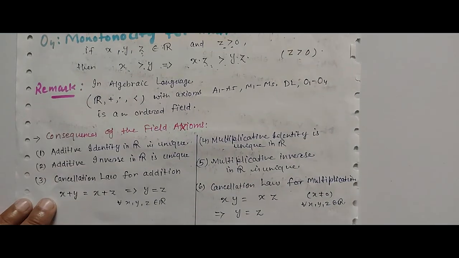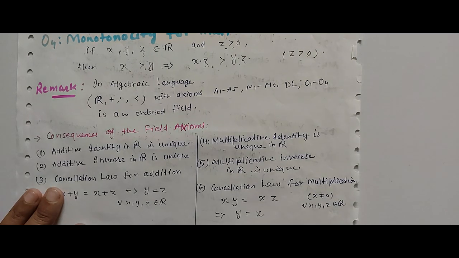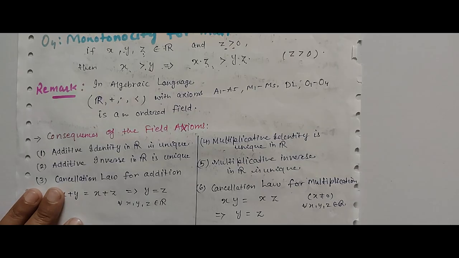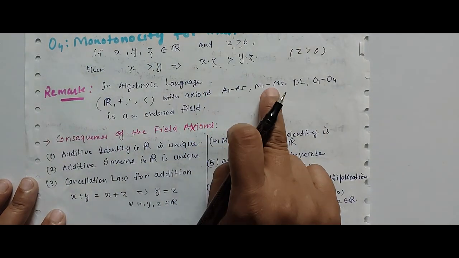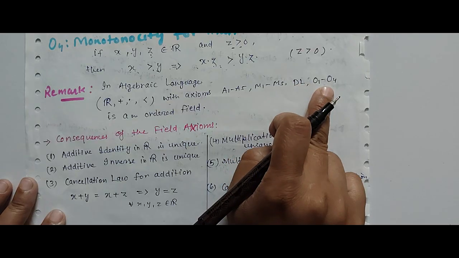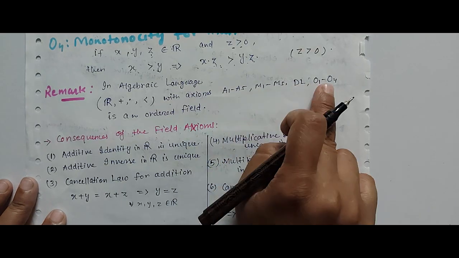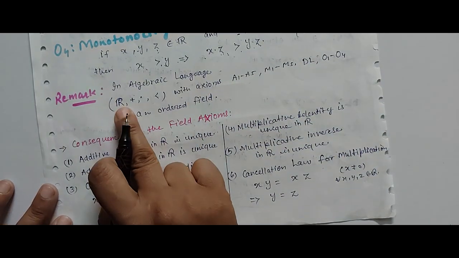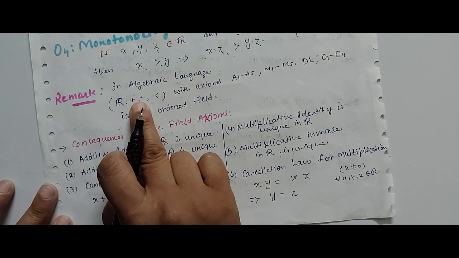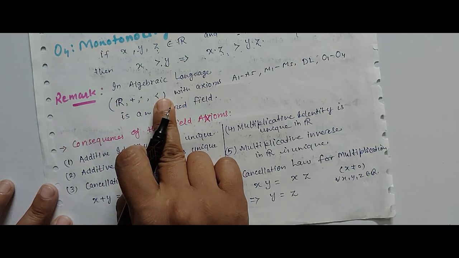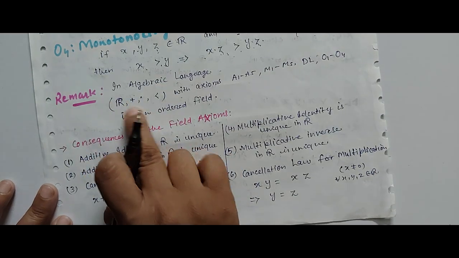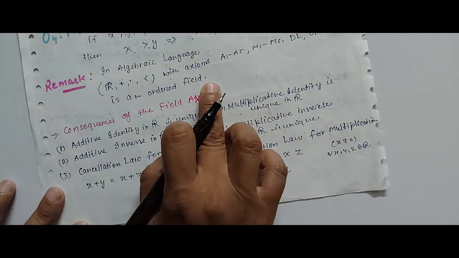Now look at all these axioms, A1 to A5, M1 to M5, the distribution law and the order axioms. How many axioms in total? 5, 5, 10, 11 and 4, so 15 axioms. With all 15 axioms, considering all the operations, addition, multiplication and the order relation, this algebraic structure is an ordered field.